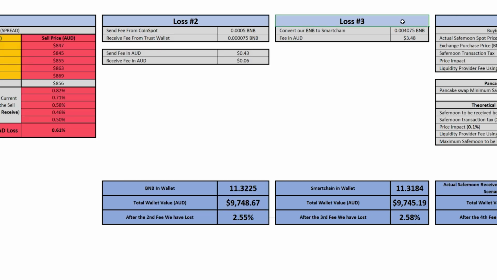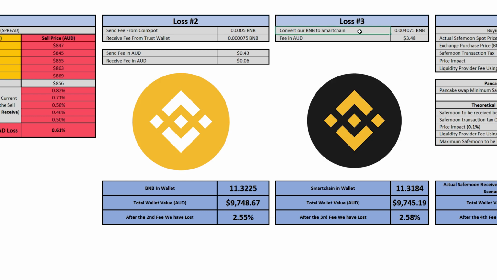Loss 3 comes in when you convert your BNB to Smart Chain, which is a parallel BNB to enable smart contracts for the purchase of other tokens. The flat fee to convert BNB to Smart Chain is 0.004075 BNB, bringing our total percentage loss to 2.58%. Now, loss number 4 is where you start to see impactful fees on your investment.